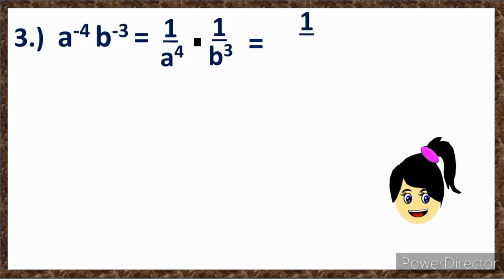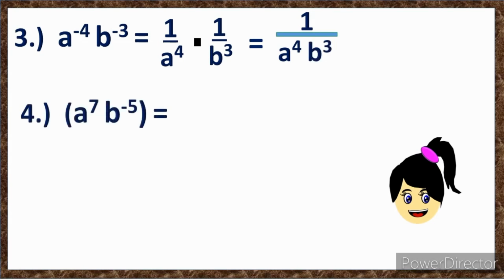And a raised to 4 times b cubed is equal to a raised to 4 b cubed. So that is the answer for a raised to negative 4, b raised to negative 3. Next, number 4, a raised to 7, b raised to negative 5. Then we have a raised to 7 times b raised to negative 5, which is equivalent to 1 over b raised to 5. And then we multiply. A raised to 7 times 1 is equal to a raised to 7 over b raised to 5.